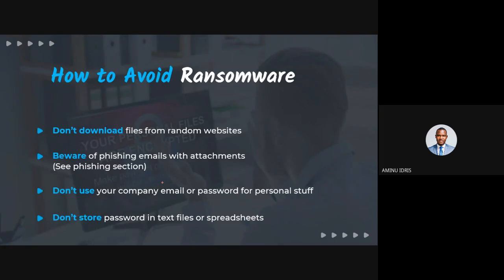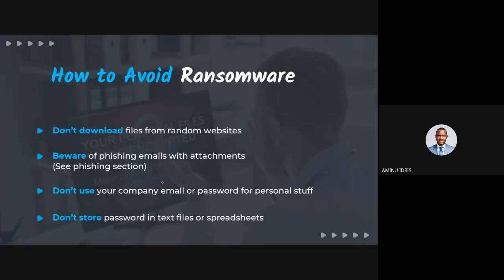Another important thing to understand is that on no account should you use your company email or password for personal stuff. Stop doing that. If you are doing that, then you are definitely endangering that organization. That's why companies have a lot of policies. If all the policies were put into use, a lot of cleaning up would be done in cyberspace. But we are not following the policies. That's the problem. So always use personal email for personal stuff and company email for company stuff. Don't mix the two.